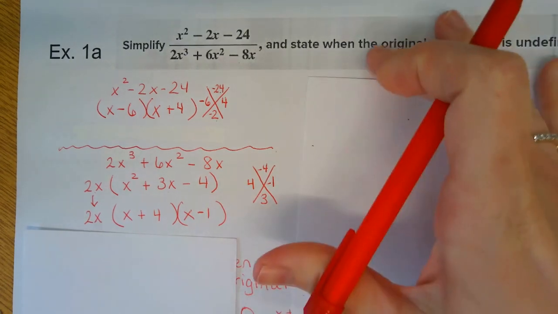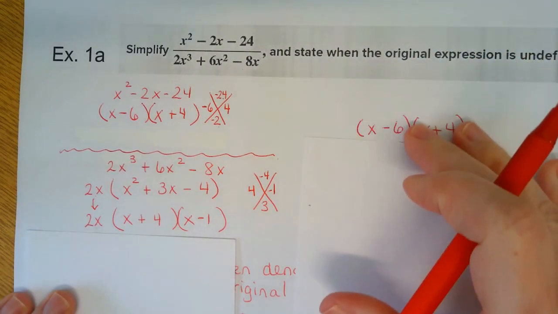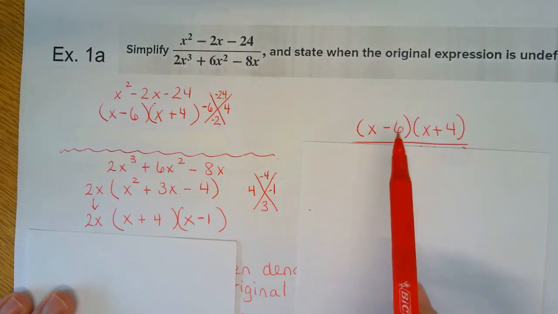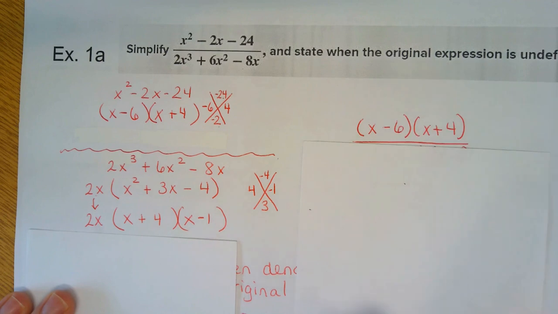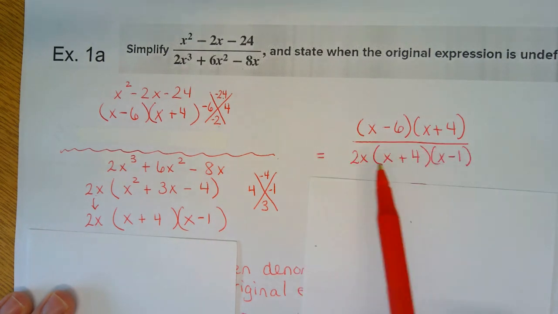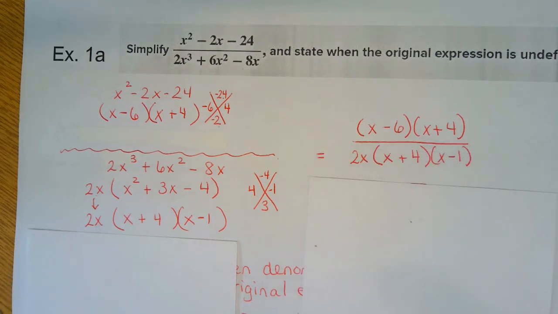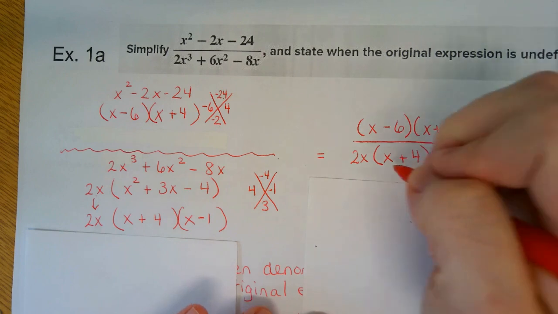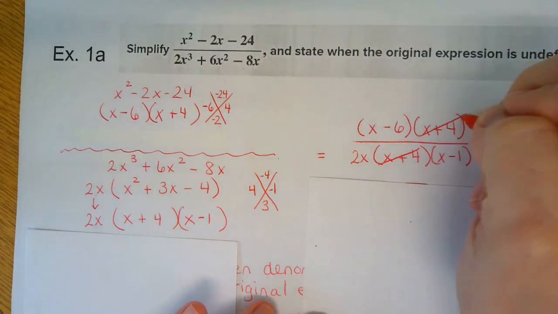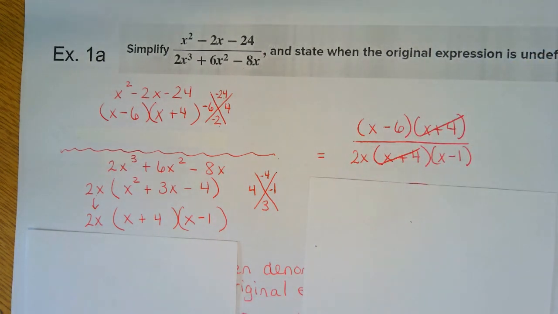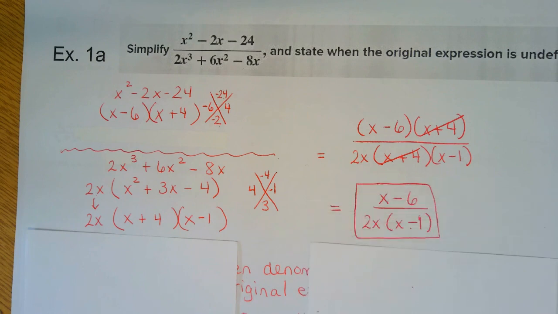Now what I'm going to do is write out my new fraction in my factored form. So on the top, we found that it factored to x minus 6 and x plus 4. On the bottom, we found that it factored to the 2x and the x plus 4 and x minus 1. Now that it's in factored form, I can see where I have those common factors, and those guys are just going to cancel each other out and remove themselves from the expression. So I'm left with, on the top, x minus 6, and I'm left with, on the bottom, the 2x and the x minus 1.